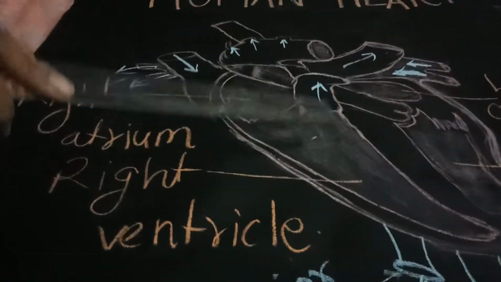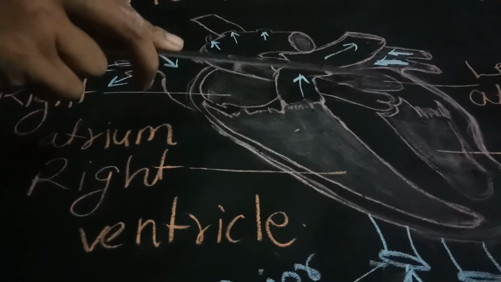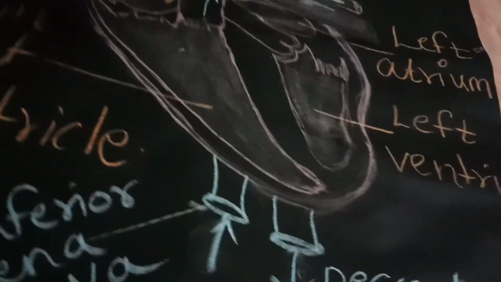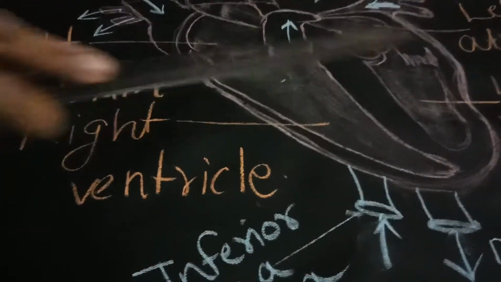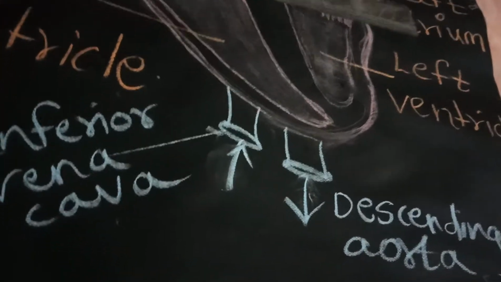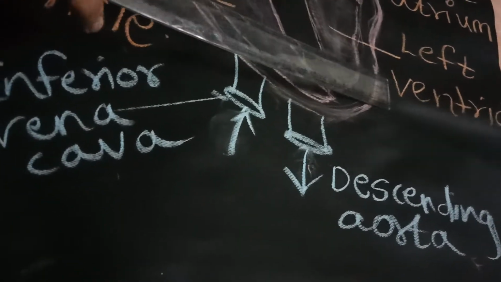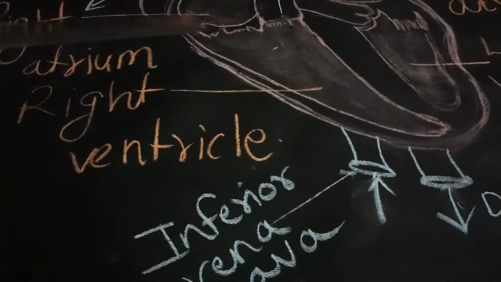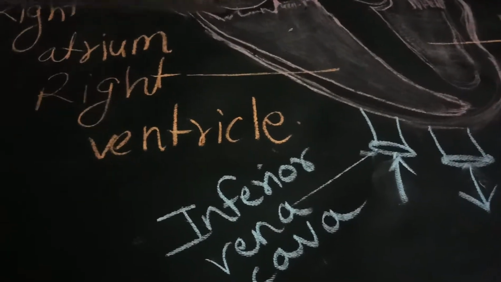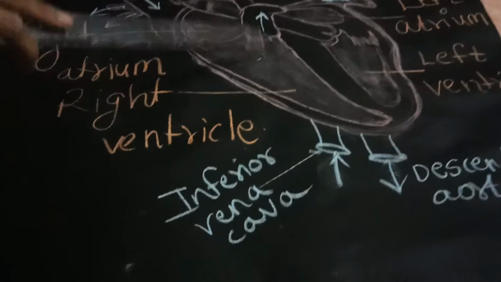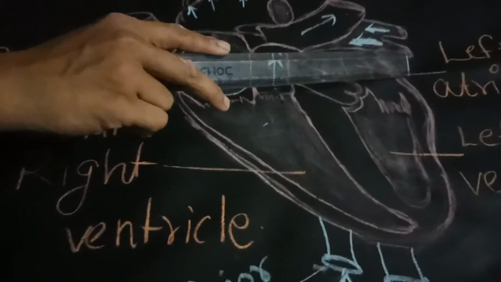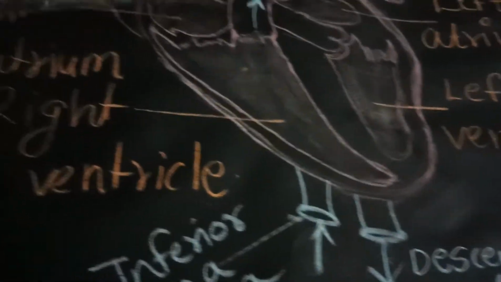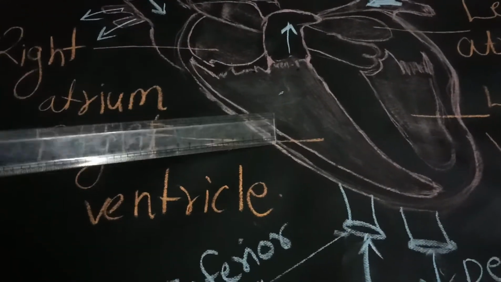So I am repeating it again. The upper chamber at the left side is called the left atrium and the one at the right side is called the right atrium. Then the lower chamber at the left side is called the left ventricle and the right one is called the right ventricle. So in this way the heart is divided into 4 different chambers which are called the left atrium, left ventricle, right atrium and right ventricle.